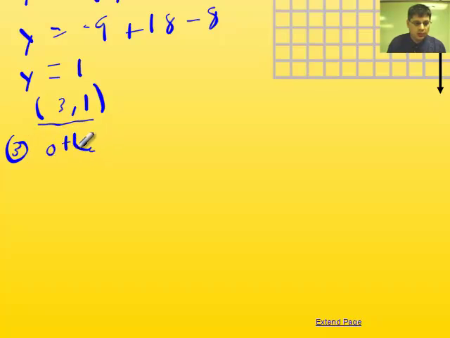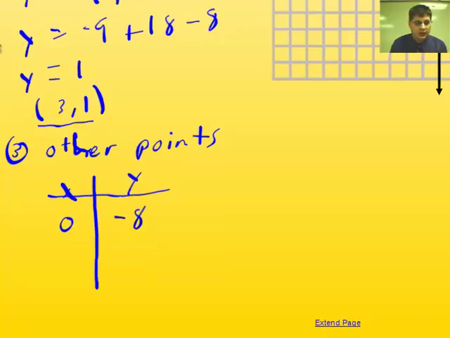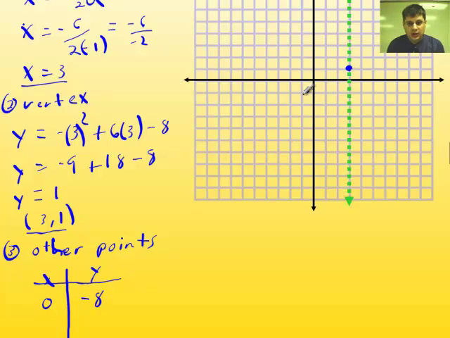So we're going to get other points, and I'm going to build a table. So x and y. So when x is 0, y is -8. And again, we just get that from the equation. So there's really actually no calculation required for that. So I'll just go 0, -8. So 1, 2, 3, 4, 5, 6, 7, 8. And I'll pick that point.